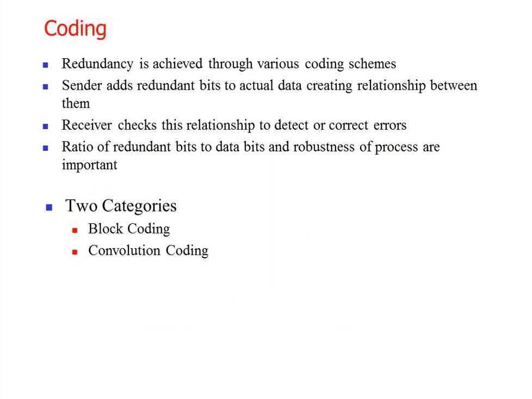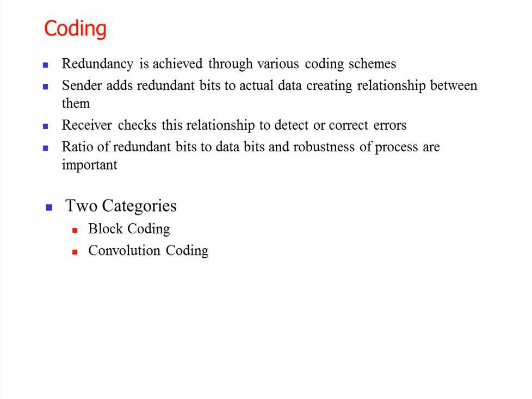There are two types of coding possible with the help of redundancy. Redundancy is achieved through various coding schemes. The sender adds the redundant bits to the actual data, creating a relationship between them. Actually there is a relationship between the data and redundant bits. How that relation occurs, let us see one by one. The receiver checks the relationship between the data and redundant bits to detect and correct errors, and the ratio of redundant bits to data bits and its robustness is very important in this process.